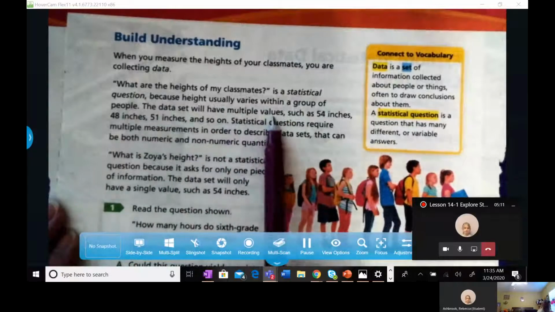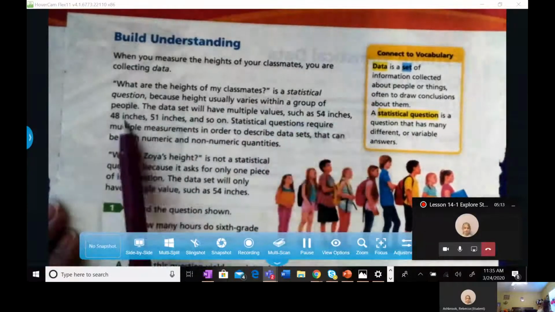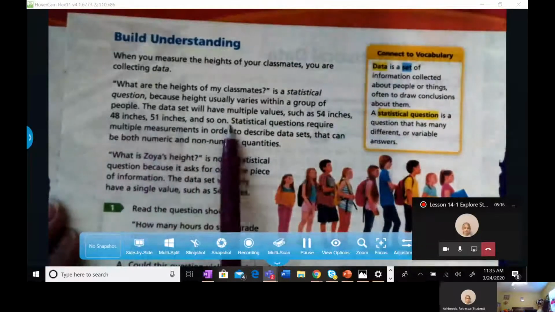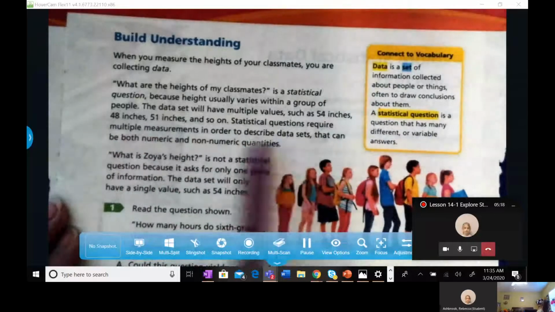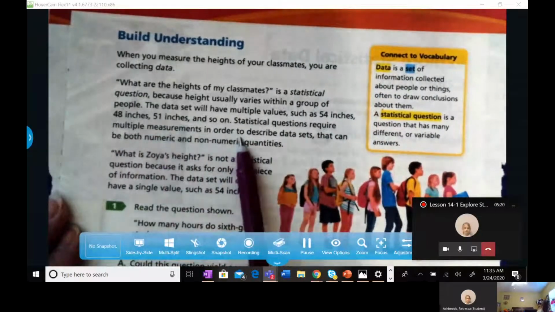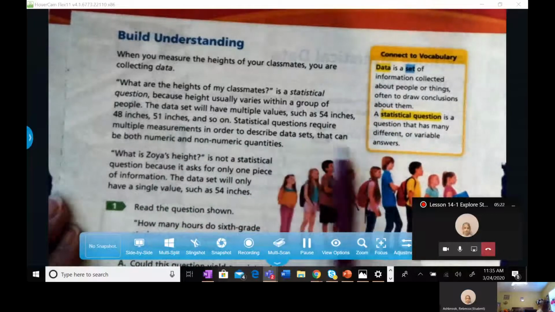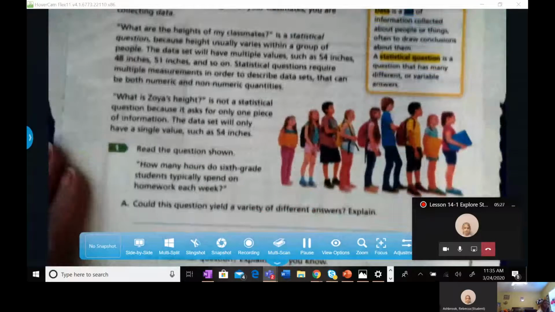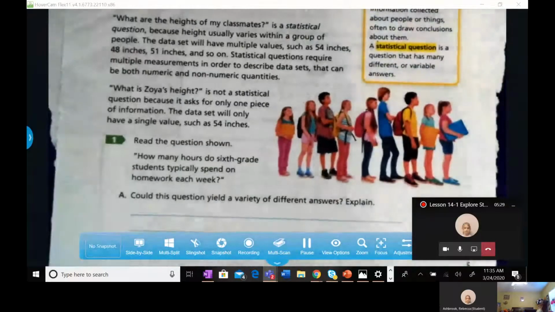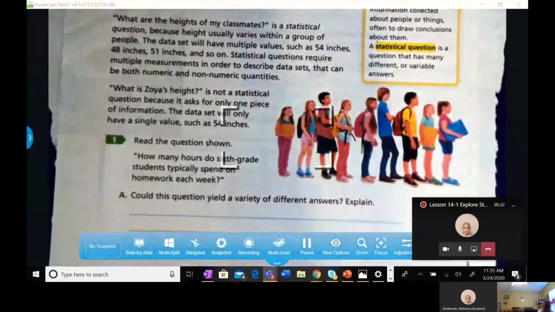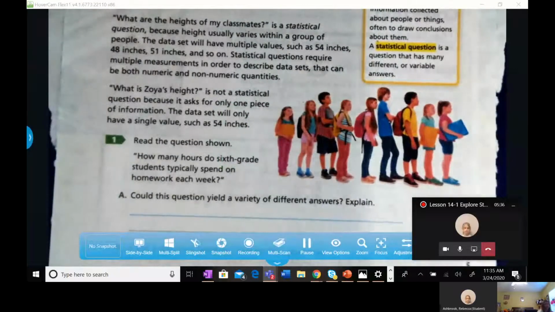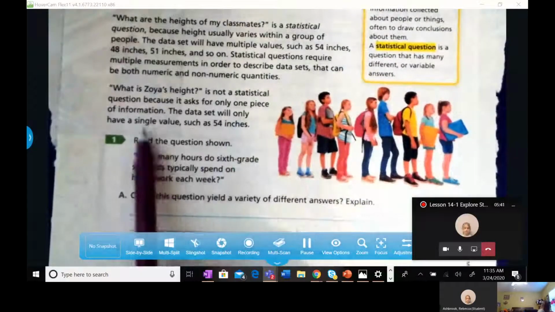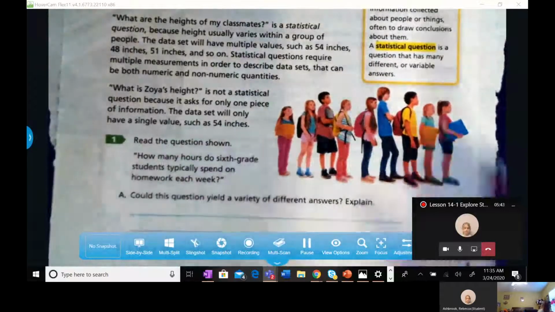The data set will have multiple values such as 54 inches, 48 inches, 51 inches, and so on. Statistical questions require multiple measurements in order to describe data sets that can be both numerical and non-numerical quantities. What is Zoe's height? It is not a statistical question because it asks for only one piece of information. It's only asking for Zoe. So we need multiple answers. A data set will only have a single value such as 54.